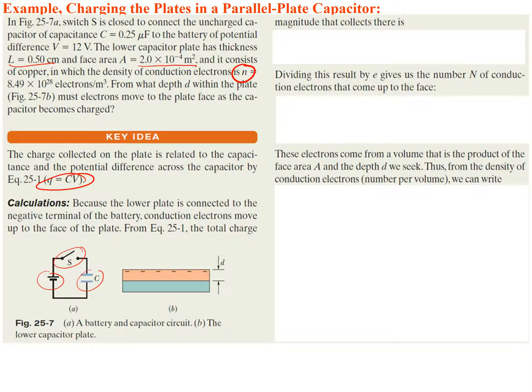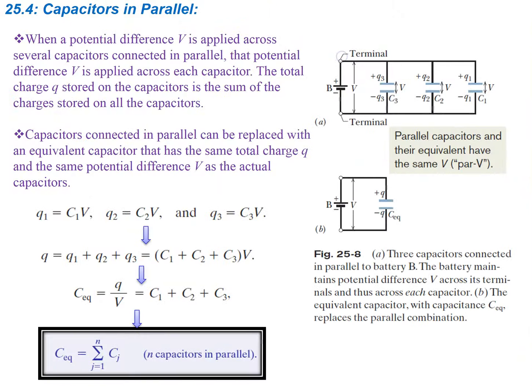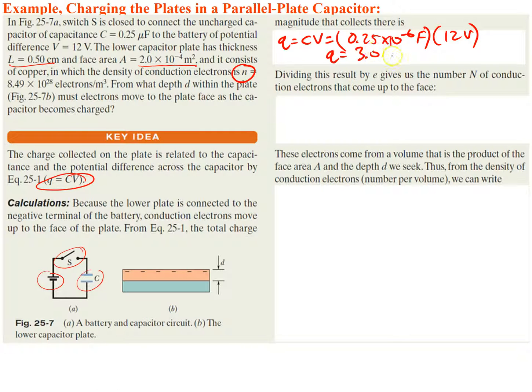So from the equation, the total charge magnitude collected there is just going to be the capacitance times the potential. We're given our capacitance, which is 0.25 times 10 to the negative 6 farads multiplied by 12 volts. So we see that our charge is going to be 3.0 times 10 to the negative 6 coulombs.